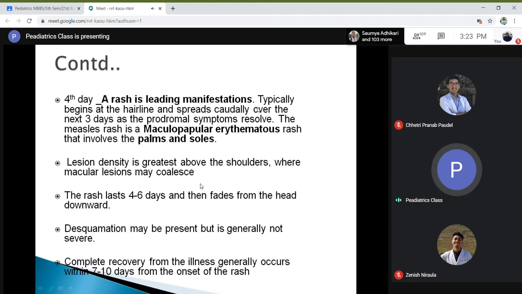And then the density, you can write it. It is more on the shoulder, with macules, medium-sized, and they coalesce and fuse.